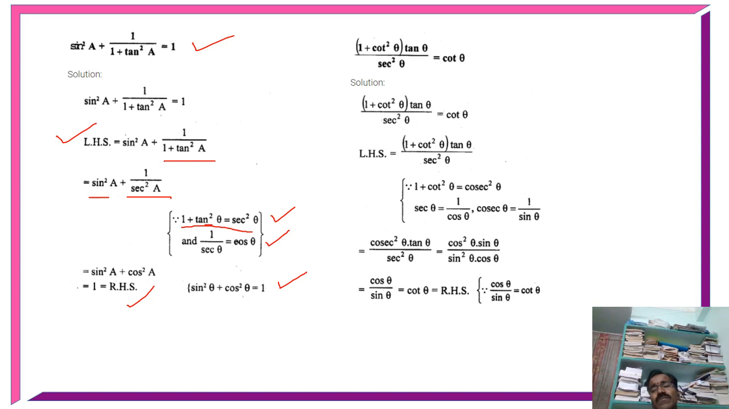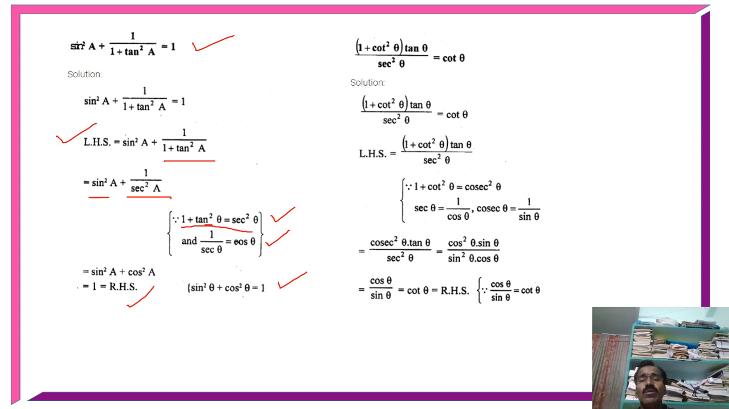In the next problem, it is given to prove that (1 plus cos square theta) into tan theta by secant square theta equals cot theta. To prove this, let us take (1 plus cos square theta) into tan theta by secant square theta as the LHS. Same approach. As we know from the third identity, instead of 1 plus cot square theta, what can we write? Cosecant square theta. Instead of secant theta, what can we write? 1 by cos theta. Instead of cosecant theta, what can we write? 1 by sin theta. Because these three results will apply here.